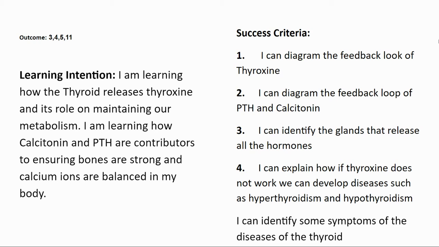So today, again, how does the thyroid release thyroxin? How does it help our metabolism? What is calcitonin and PTH in regards to the bones? Can you diagram the feedback loop of both thyroxin, PTH, and calcitonin? That's key. You've seen the video. Can you do it? Now we're going to identify the glands that release the hormones, talk about what thyroxin does in regards to hyper and hypothyroidism, and identify some diseases of our thyroid.